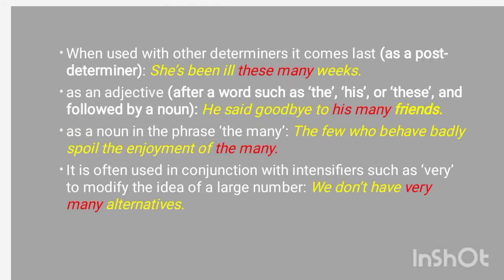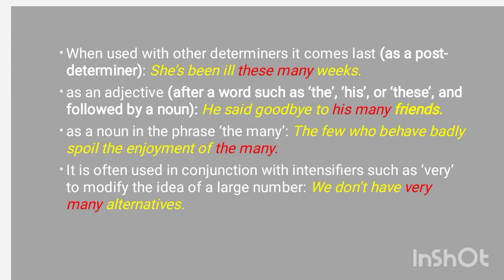When used with other determiners, many comes last. Many is called a post-determiner. For example, she's been ill this many weeks. This many. Many here is a post-determiner because it is preceded by this. This here is also a determiner.